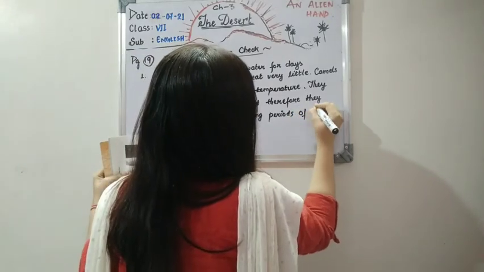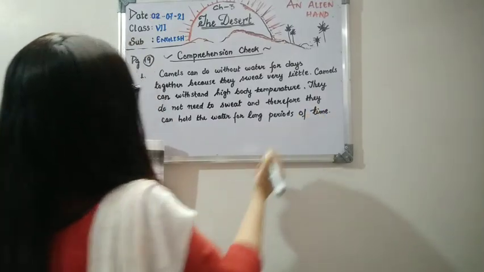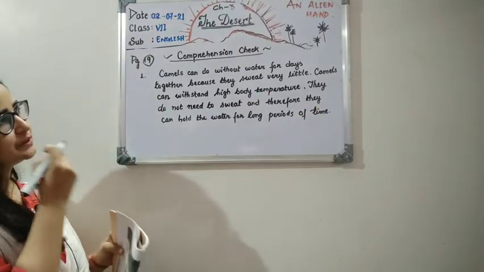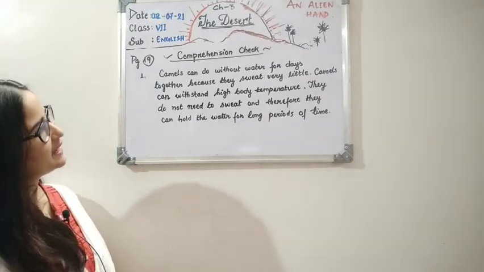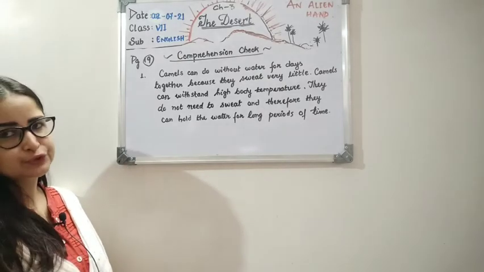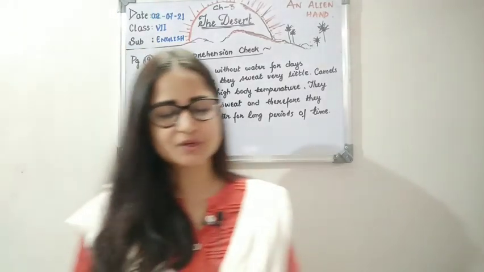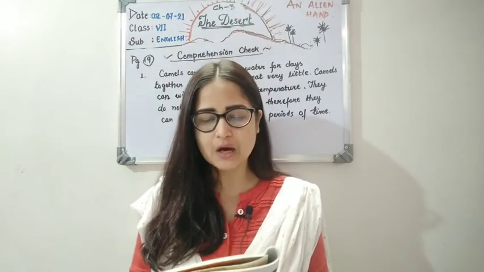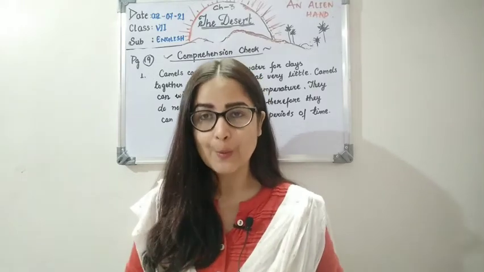Okay children, so this is our first answer. Let's read it. Camels can do without water for days together because they sweat very little. Camels can withstand high body temperature. They do not need to sweat and therefore they can hold the water for long periods of time. Okay, moving to the second question of the comprehension check. How do the smaller desert animals fulfill their need for water?